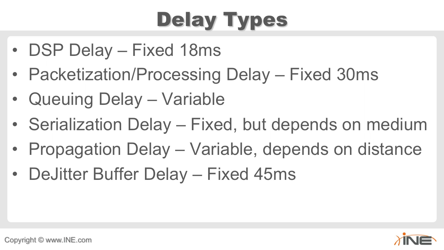So the faster, then we have propagation delay. Again, this is variable, depends on the distance. And then we have the dejitter buffer. So at the other side, the receiving side, they're going to have a dejitter buffer to try to deal with the variance in delay, the differences in the different delays. So this is a fixed 45 milliseconds.